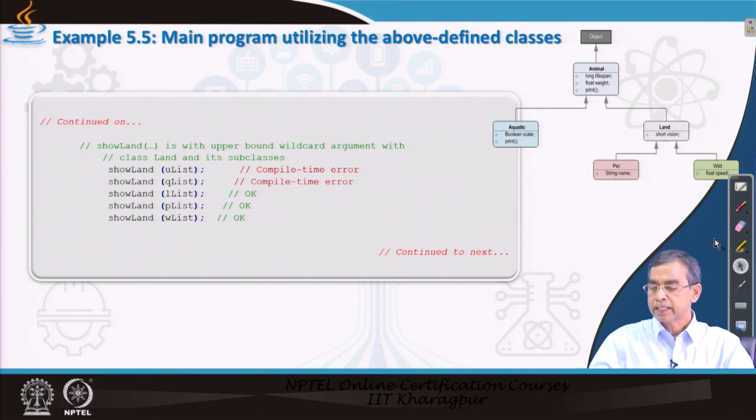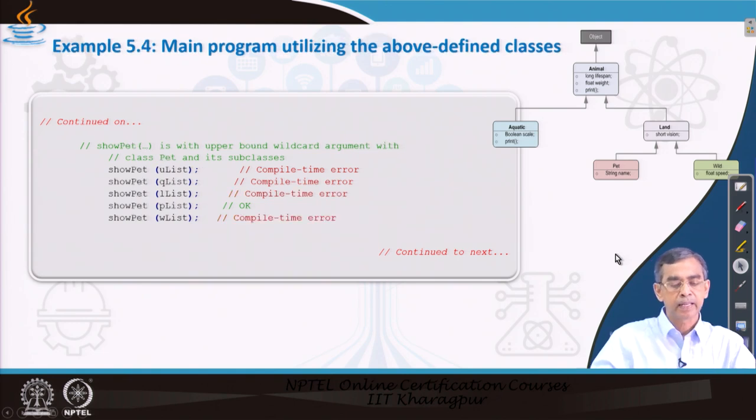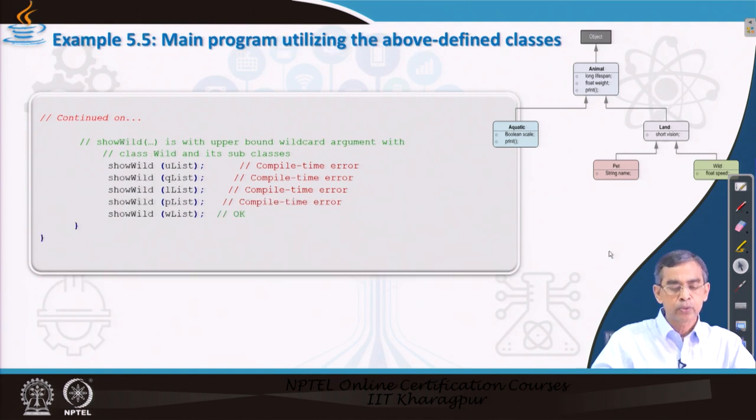Now, finally, for the other two, show pet and show wild, we have defined the lower bound. So, it will work for this and this only, for others it will not work. Now, here is the example, as you can see, show pet works for the pet list, and then show wild is for the wild list.